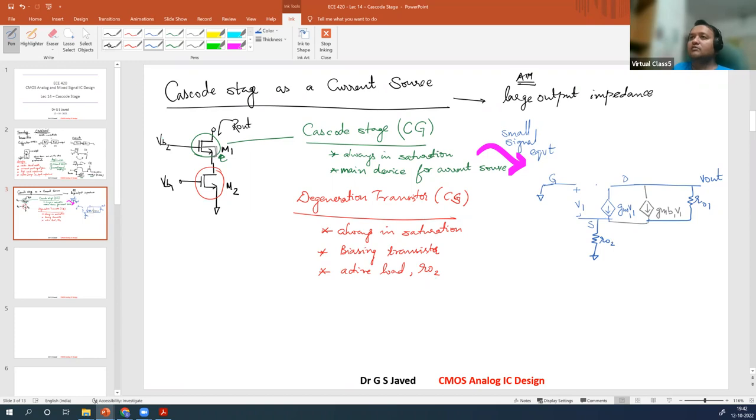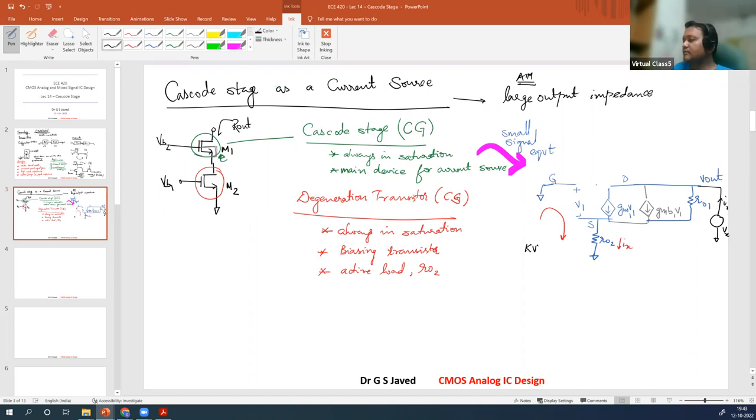So with the same, let us find out what is the output impedance. To find an output impedance, give a test circuit. Test voltage Vx at the output, and you will get the current Ix. So what do we do? First thing, we apply KVL here. So what does this give you? This current is given as Ix. Whatever current is here will flow here.